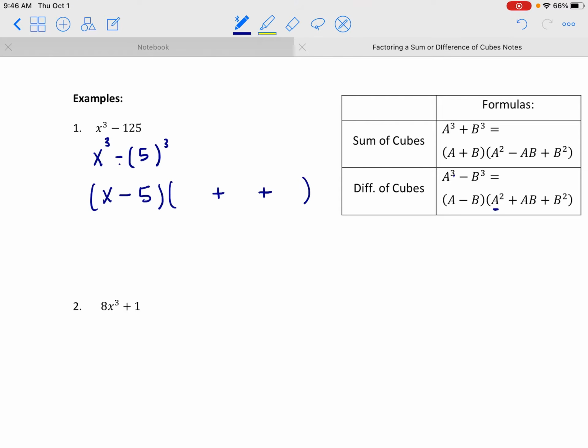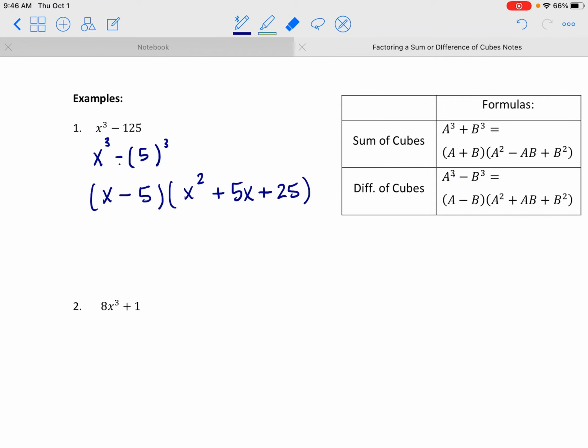Now I'm going to work on the trinomial. The first part of the trinomial says to square what I have here, so a squared. I square my first term, and x times x is x squared. Then in the middle, a times b says multiply these two terms. So if I multiply x and 5, I get 5x. And then at the end is b squared, so I take my second term and square it. So 5 gets squared to make 25. And now I'm all factored.